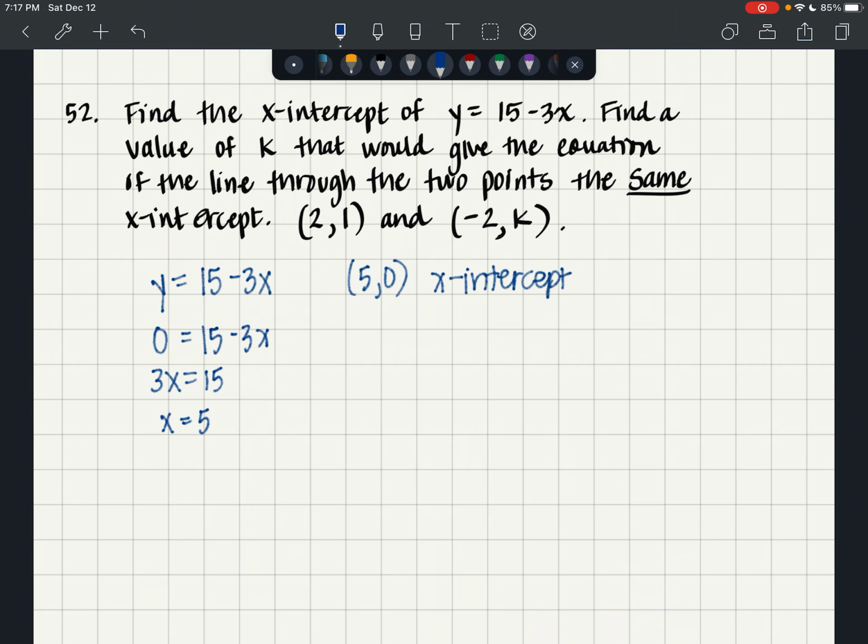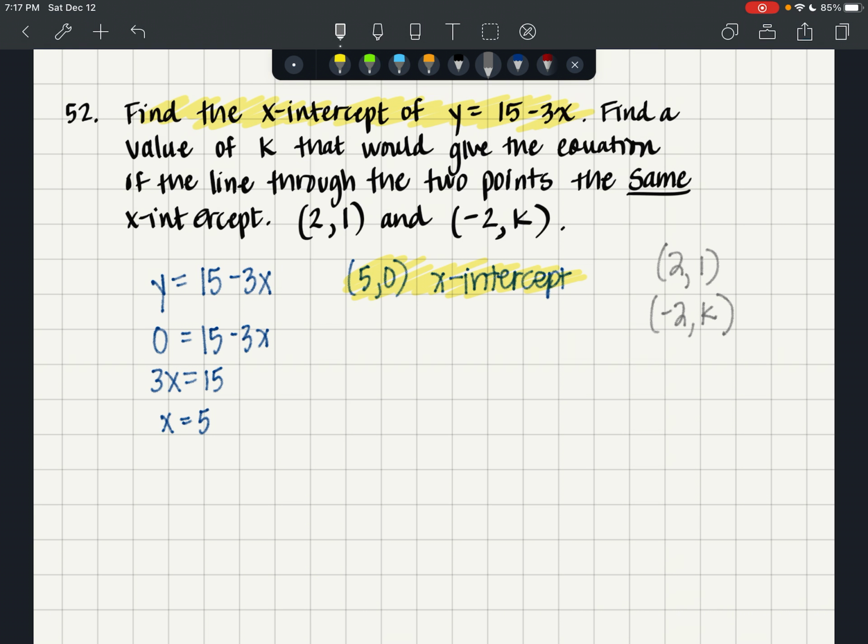Yay. I'm going to highlight that. This way, that's what we did. Okay, find the x-intercept of that equation right there. Find a value of k that would give the equation of the line through the 2 points the same x-intercept. The same x-intercept. So I've got (2, 1) and (-2, k).